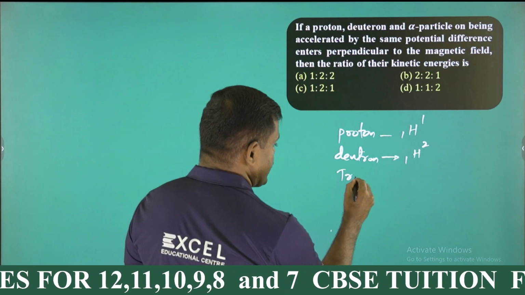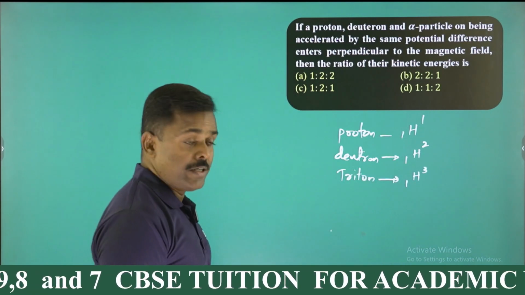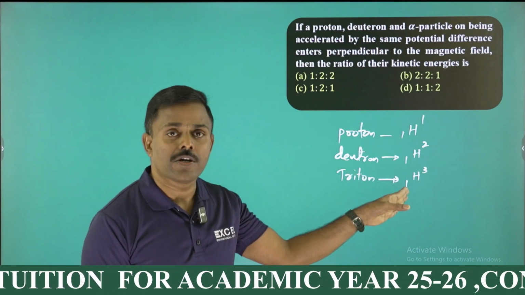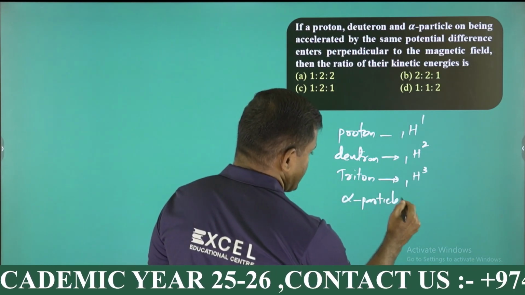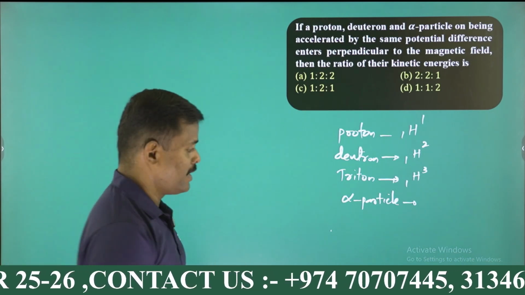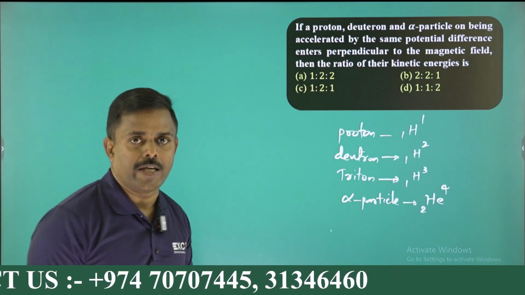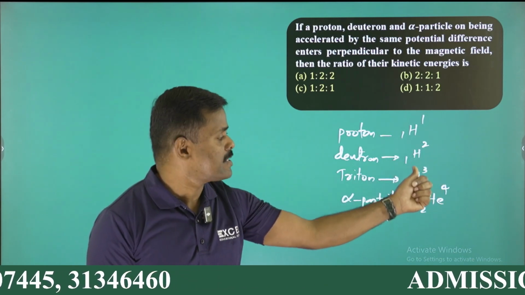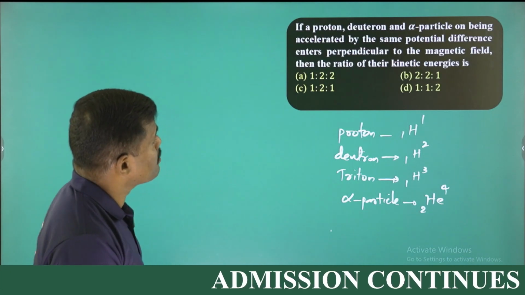Then we have a third particle called triton, 1H3. Hydrogen has another isotope, and its nucleus is called triton. Last one is the alpha particle, which comes out during radioactive decay. Anyway, alpha particle is nothing but helium nucleus. Remember, all these are nuclei. This is the hydrogen nucleus, this is the deuterium nucleus, this is the tritium nucleus, this is the helium nucleus. The question is about what?